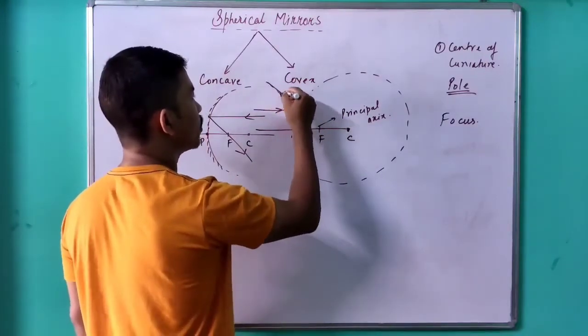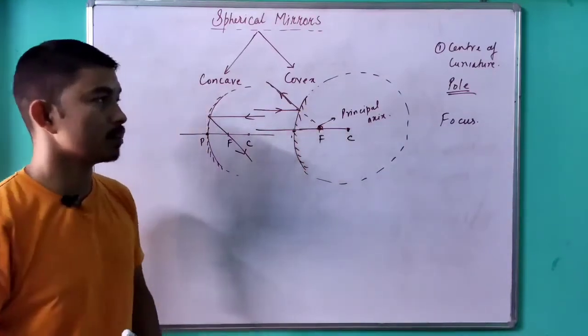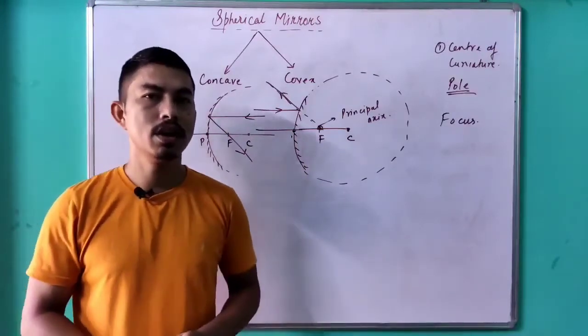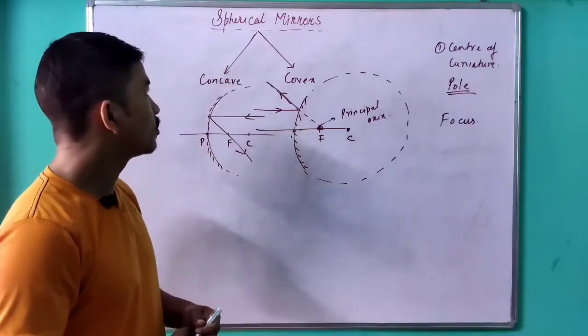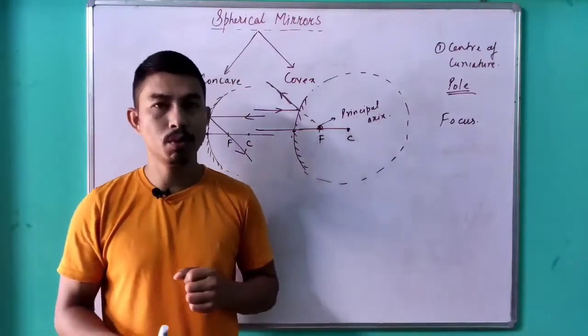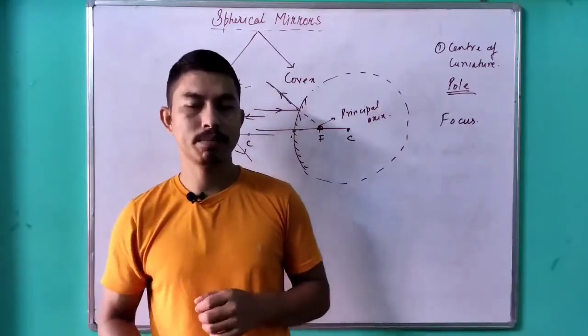Okay, so it will go in this point. If you extend it backward, it will appear as if that ray was coming from the focus. So these are some of the basic terms you must understand related to the spherical mirror. Now we shall draw the ray diagram formed by a concave mirror and a convex mirror. But before that, you must remember a few of the rules to draw the ray diagram.